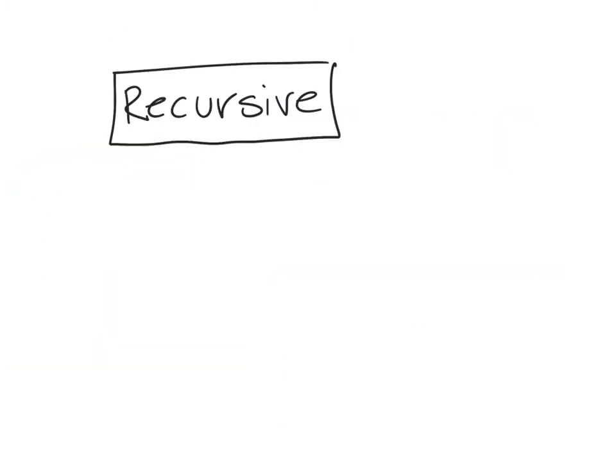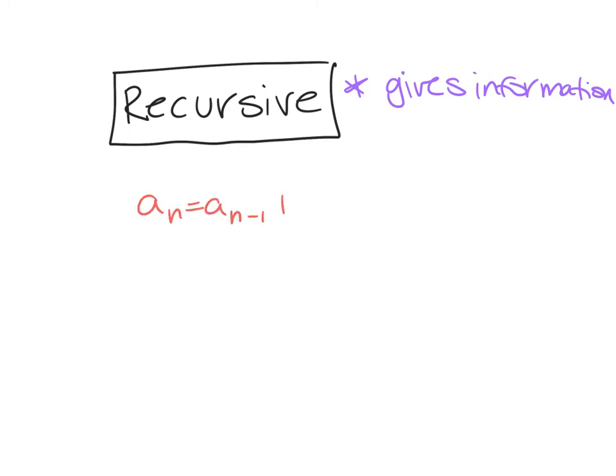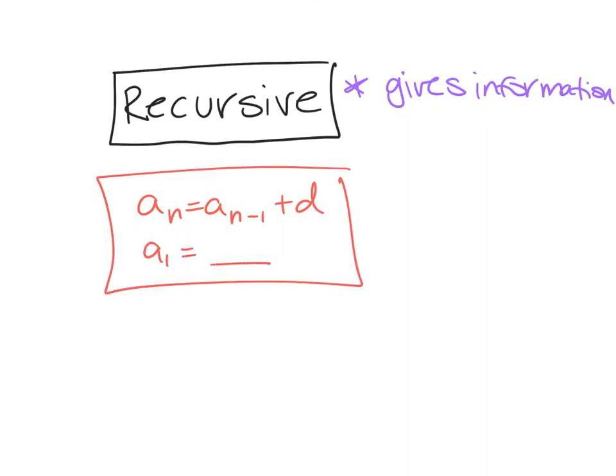Now, the other formula is called the recursive formula. And this is the one that I call ridiculous because all that it does is give you information. You can't use it to calculate like the 20th term or anything like that. It literally just gives you information. So you're going to see it's going to say A sub n equals A sub n minus 1 plus d, and then A sub 1 equals blank. This is the formula. Again, you just need to know how to read it.